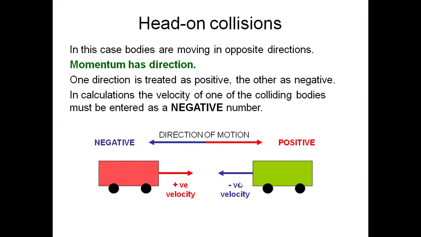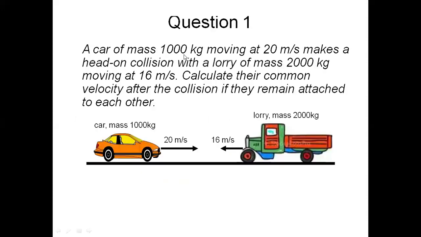And now the two bodies, if they move towards each other, we have to take care of the sign convention. A car of mass 1000 kg moving at 20 meter per second makes a head-on collision with a lorry of mass 2000 kg moving at 16 meter per second. Calculate their common velocity after collision if they remain attached. So in this example, again, they remain attached to each other after collision and they move like a single body, and it means their masses will be added.